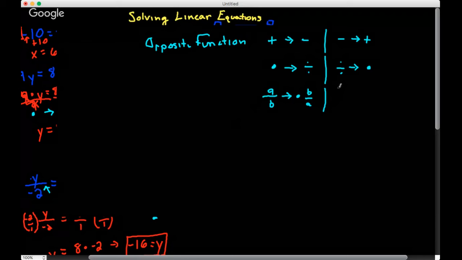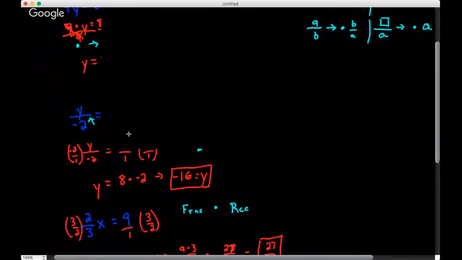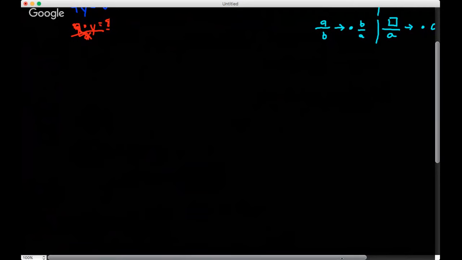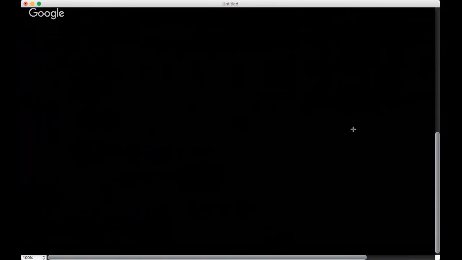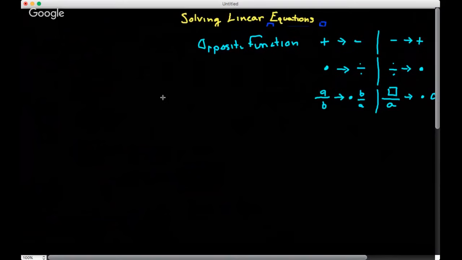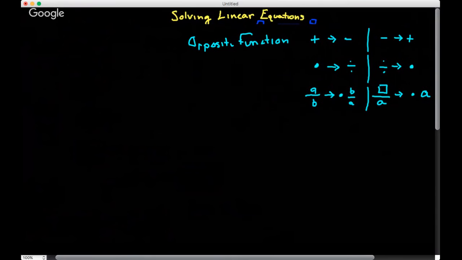Okay? And if you have a variable over a number, it's going to be the same as multiplying by that number that's on the bottom. All right? So you're thinking about the opposite function, and again, you need to do the same thing to both sides. So if you add something to one side, you have to continue to add it to the other side. You can't just leave it and say, well, that's good enough. I did what I had to do. You can't do that. You would be changing that equation. It would no longer be an equation. You would be changing the overall value of what that problem was, and you can't exactly do that.